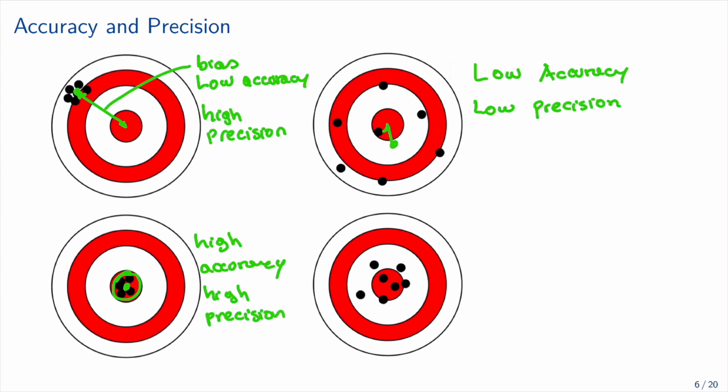And in the last case, even though the center or the mean of the points is very close to the target, the points are sparse. So we have high accuracy and low precision.